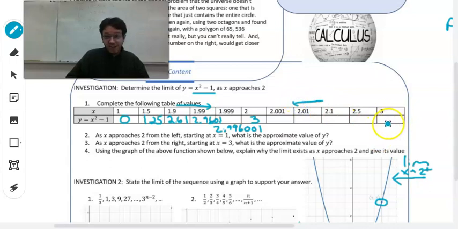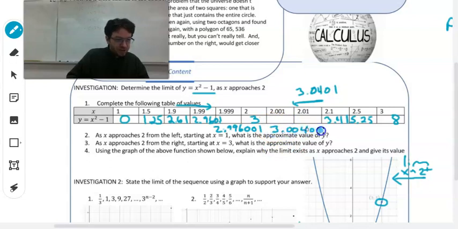So if we check from the right side, we sub in f at 3. So we get 3 squared minus 1, so that's 9 minus 1, we get 8. Do it for 2.5, we get 5.25. For 2.1, we get 3.41. For 2.01, you're going to get 3.0401. And for 2.001, you're going to get 3.004001. So you can see our function is approaching 3 from both the left and the right.